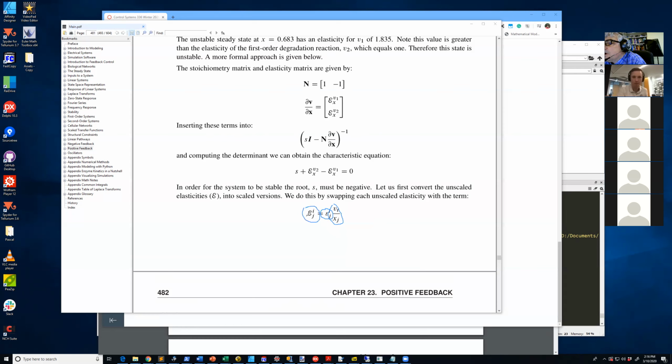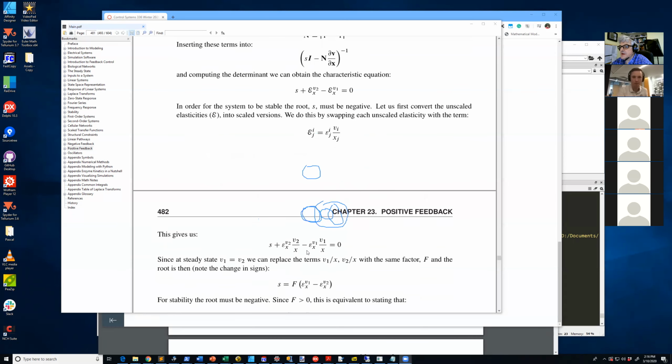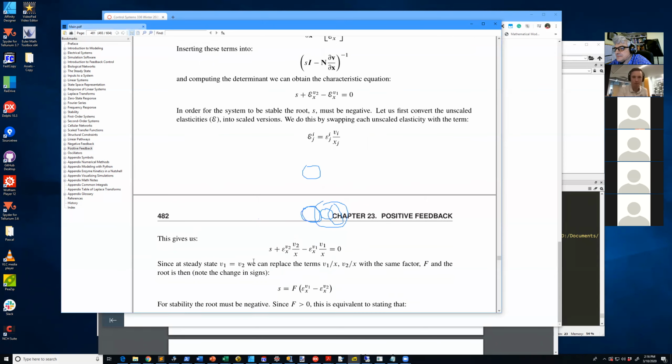All right. So all I'm doing then, every time I see one of these, I put in one of these. That's all I'm doing. I substitute each one of these for one of these. When I do that, I get this. So I've just swapped the big epsilon for the little one with the v divided by x. Does that bit make sense?